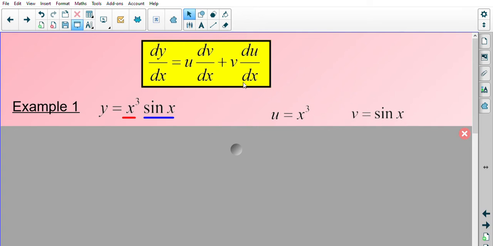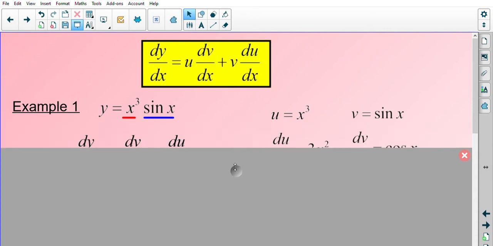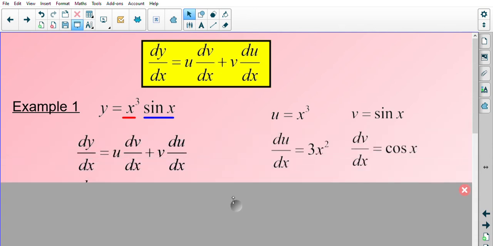Before using my formula, I need to differentiate both of these to get part of my formula, so that's what I'm going to do first. So if I differentiate them one at a time, if I differentiate x cubed, I'm going to get 3x squared. If I differentiate sine x, I'm going to get cos x there. Okay, so now I've got my du by dx and my dv by dx. So now I'm just going to write down my formula again and then substitute in the values that I've got over here.